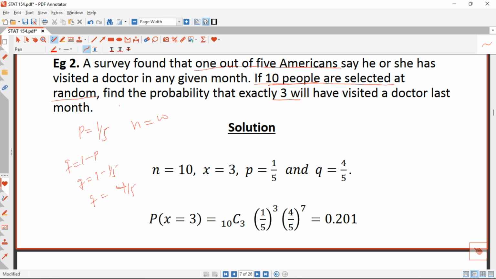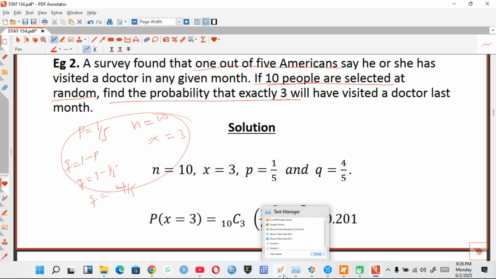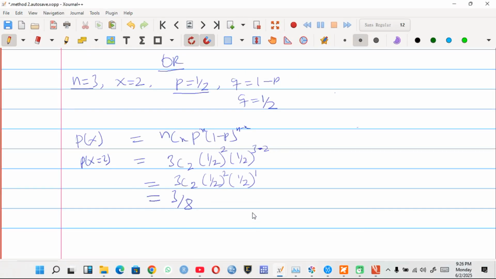And our x is given inside the question. He said we should find the probability that exactly 3 will visit our doctor last month. So here our x is equal to 3. Once you have this preamble, it's very easy for you to solve. So let's go to our worksheet and see how this question was solved.